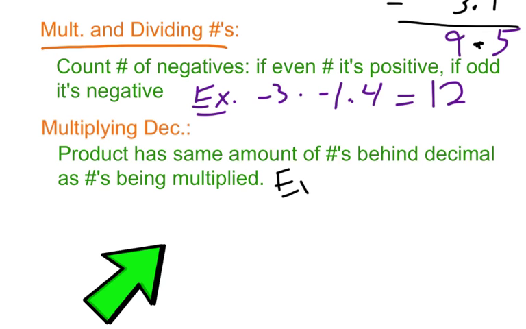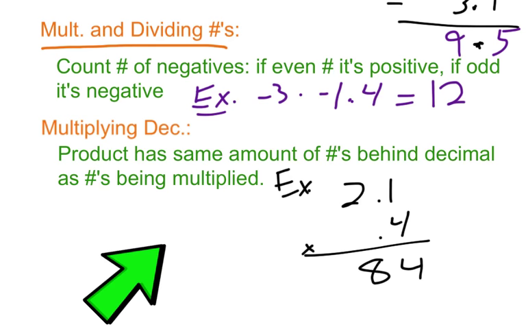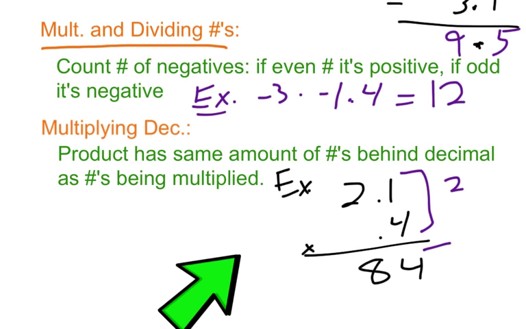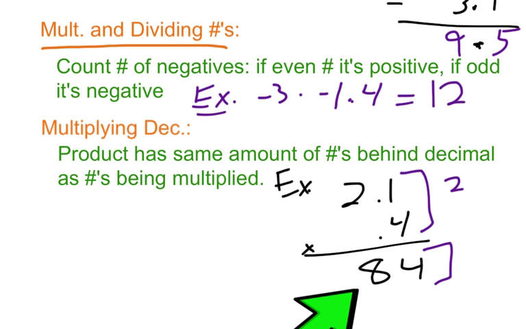So for example, if we had 2.1 times 0.4, 4 times 1 is 4, 4 times 2 is 8, so I just ignore the decimals to begin with. I don't need to line them up. In this case they were though. And then I just count. So right here we have two numbers that are behind the decimal. See, the 1 and the 4 are behind the decimal. So in my product, my answer, I need to have two numbers behind the decimal. So the decimal would have to be right here, and then the 8 and the 4 are behind it. So it would be 0.84.